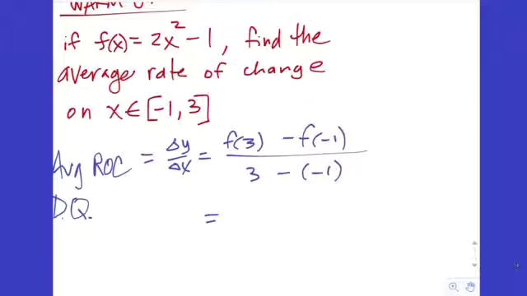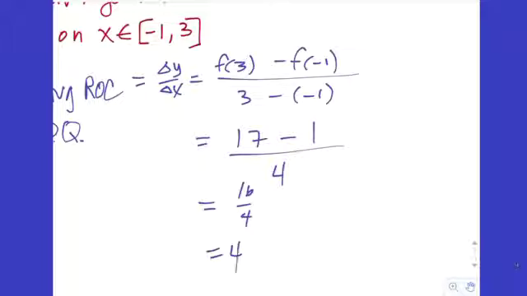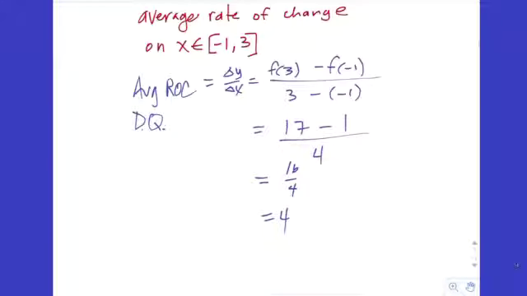Now to evaluate the numerator, we plug in a 3. 3 squared is 9 times 2 is 18 minus 1 is 17. Minus, you plug in a -1, you get 1 times 2 is 2 minus 1 is 1. All over 3 plus 1 is 4. So you get 16/4. This is also known as 4. Okay, there you go. So 4 is not only the average rate of change, it is also the slope of the what line? Secant line. Slope of the secant line.